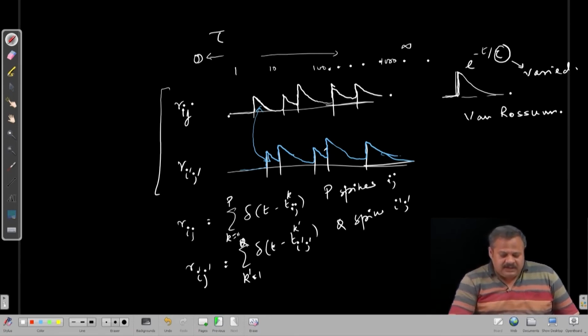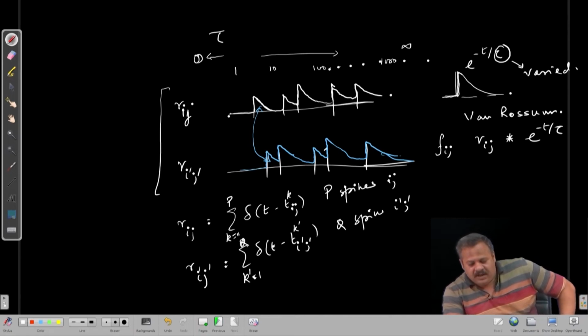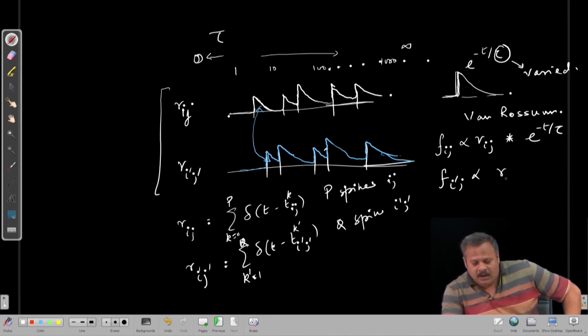So this needs to be convolved with e to the power minus t by tau. We call this function Fij, which is proportional to rij convolved with e to the power minus t by tau. Similarly, let us say Fi'j' is proportional to ri'j' convolved with e to the power minus t by tau.